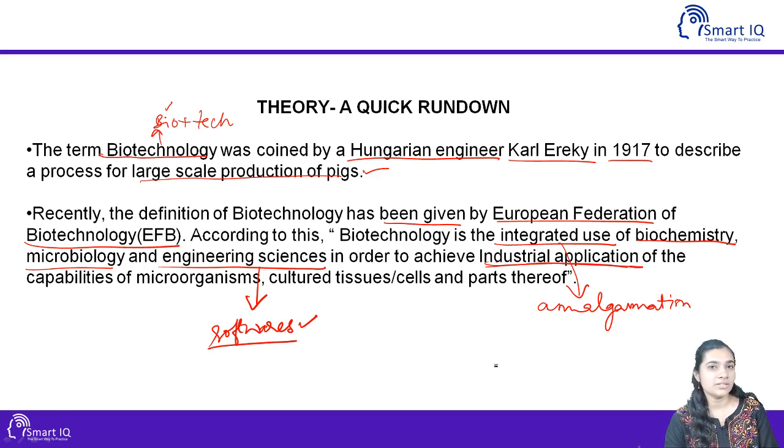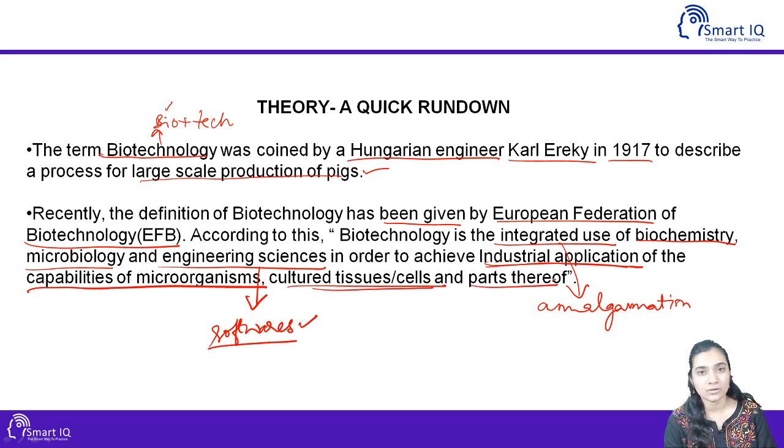So why are we interested in manipulating the genomes of organisms in the first place? It is because we need to utilize it for our own application, for industrial application. Specifically, when I say industrial application, it means large scale production of, say, some organic compounds, some hormones. As you all know, we've all been very familiar with the advent of biotechnology, and we are all using those products. So in order to achieve that, we need the integration of these three sciences, and it is also to manipulate the capabilities of microorganisms, or cultured tissues or cells and parts thereof.